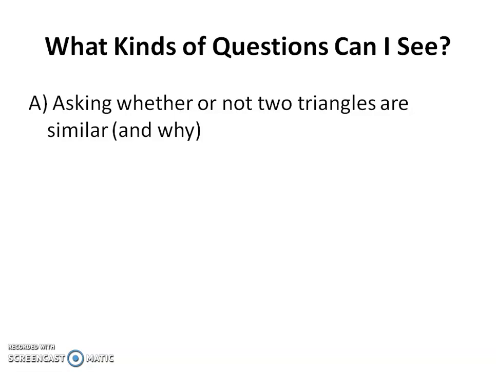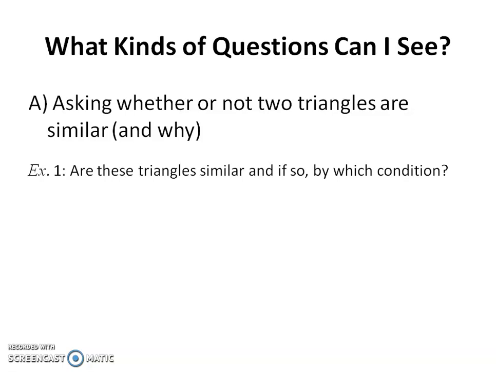Type 1 is asking whether or not 2 triangles are similar and often why. So example 1, are these triangles similar? And if so, by which of the 3 minimal conditions? So when I look at these triangles TSR and TEF, there are some side lengths given. I'm going to compare those.